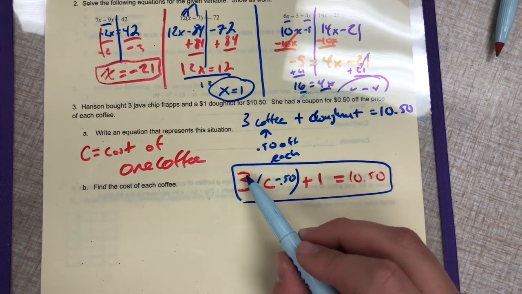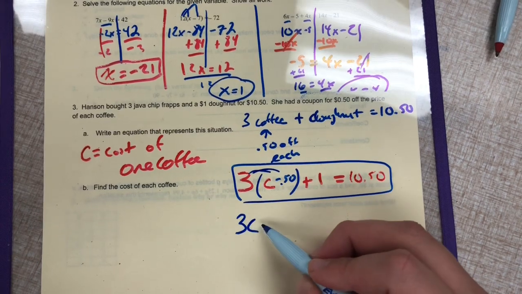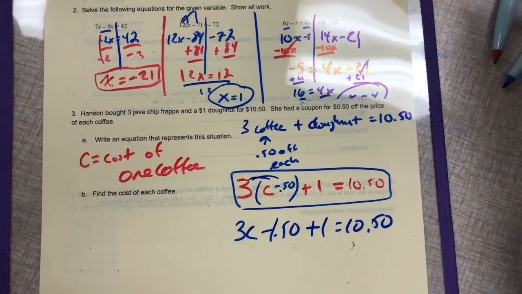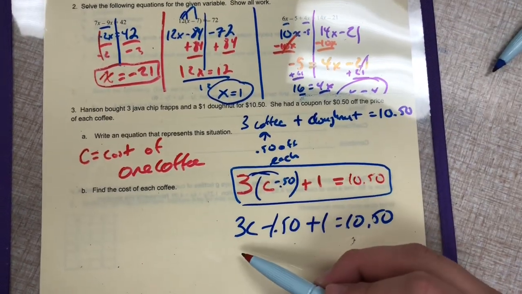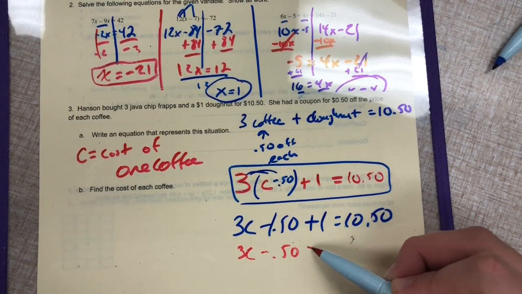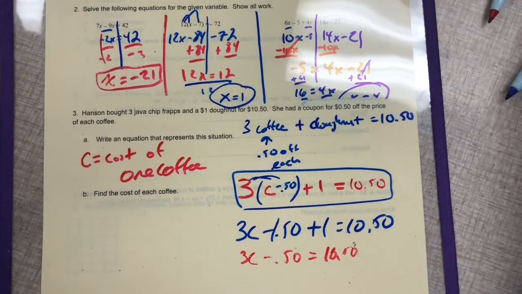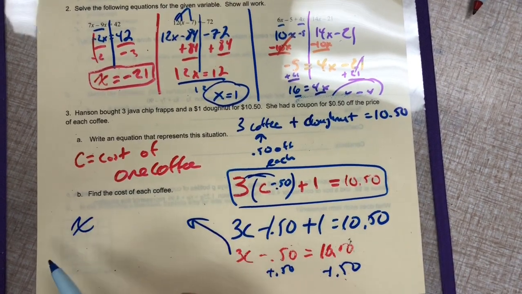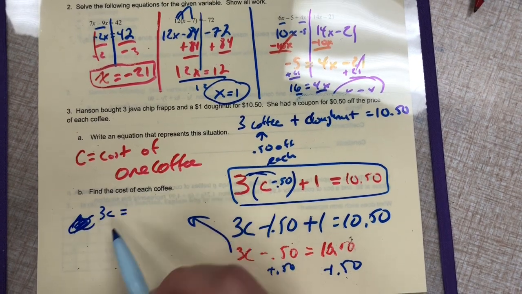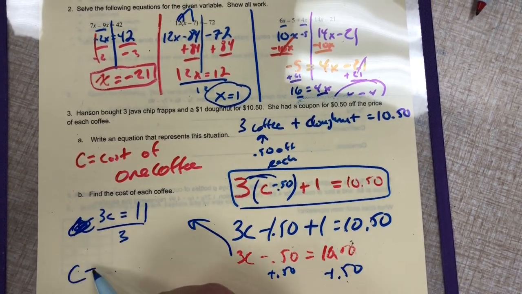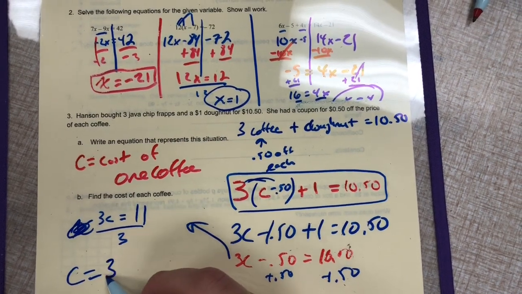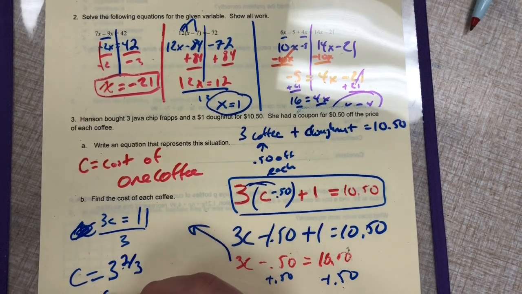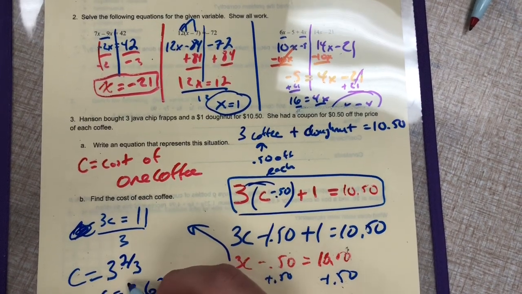Now to solve that, distribute, you get 3C minus 150 plus 1 equals 1050. So I distributed the 3, and then I'm going to get 3C minus 50 cents equals 1050. Go this way. It looks like I'm adding 50 cents. 3C equals 11. Let's divide by 3, and C is going to become 3 2/3. So let's call that $3.67 approximately.